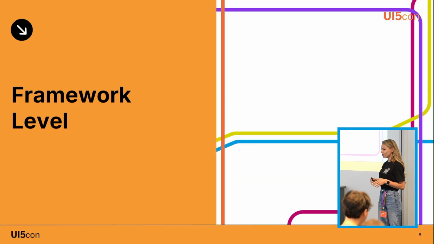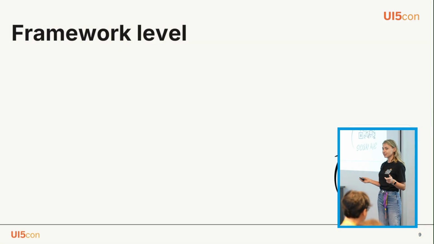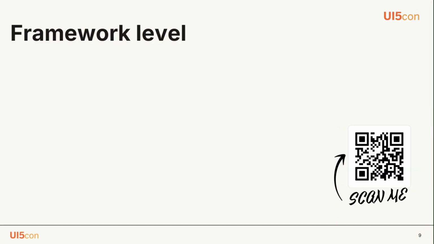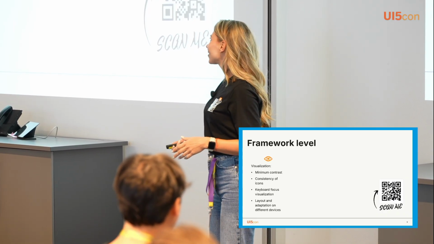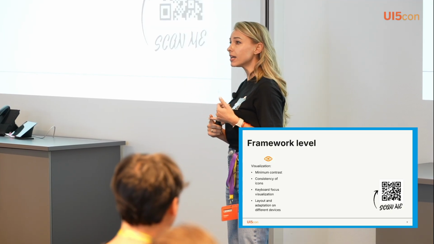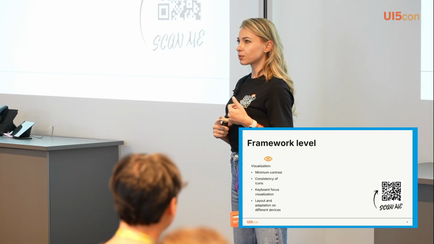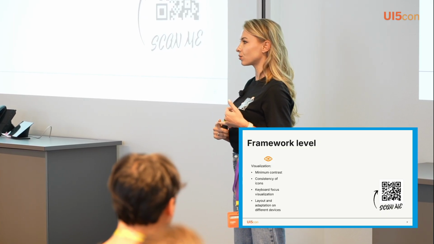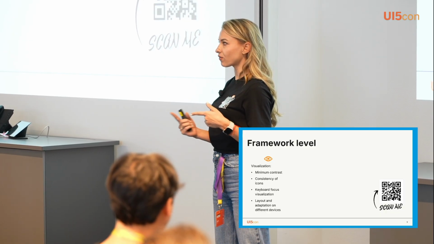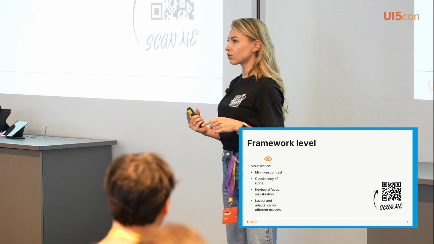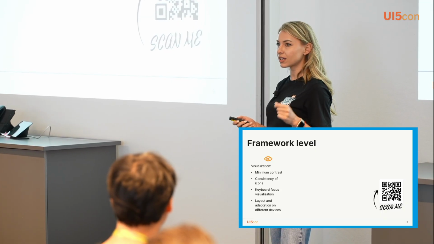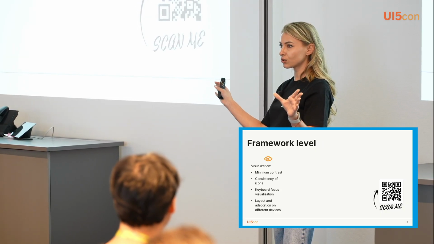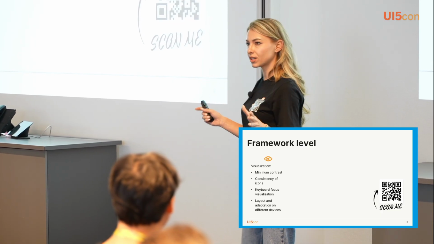And now I'm going to give you a quick recap of what UI5 actually provides in regards to framework accessibility. Here we have documentation where you can read the full list of features we provide. And first of all, in regards to visualization, we have themes that provide the minimum contrast ratio that we need in regard to different standards. We have consistency of icons provided via the icon libraries. We have keyboard focus visualization provided again by the themes. We also have layout and adaptation in different devices, meaning everything that you can access on your desktop, you can also access on your mobile, maybe several taps away, but you can access it.